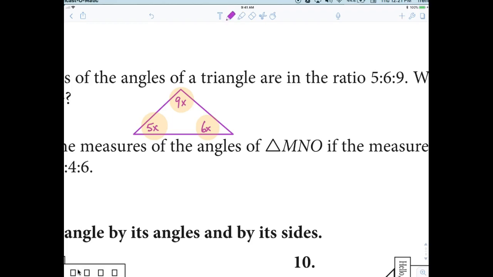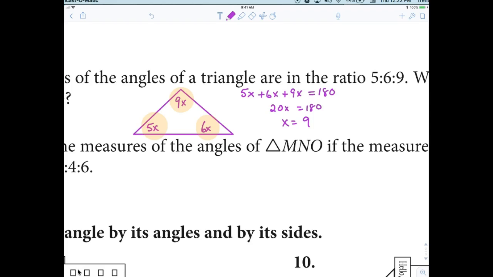So please do this and make sure you're writing this down. 5x plus 6x plus 9x equals 180. So 20x is equal to 180. So x is equal to how much? 9. Thank you. Wow, Will. You're the only one who knew 180 divided by 20.